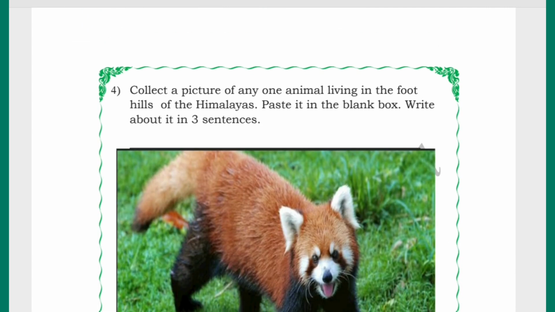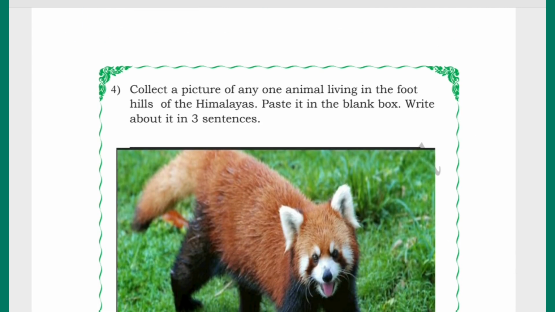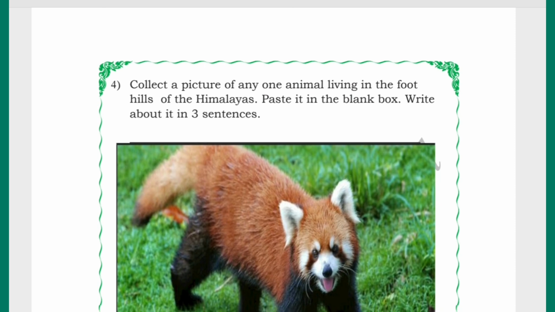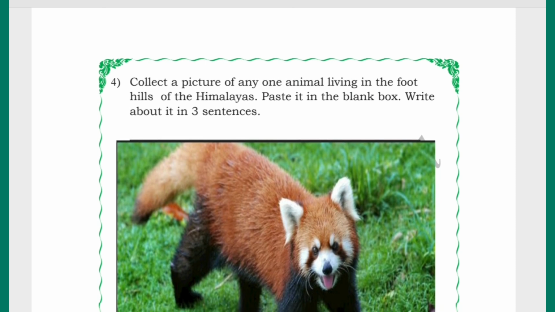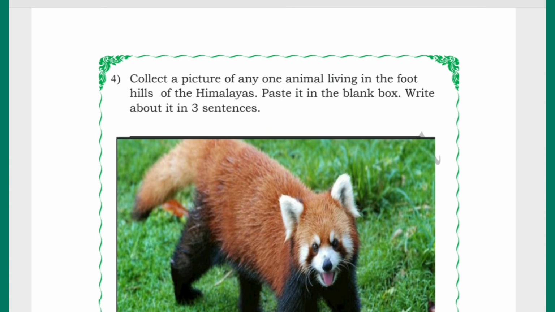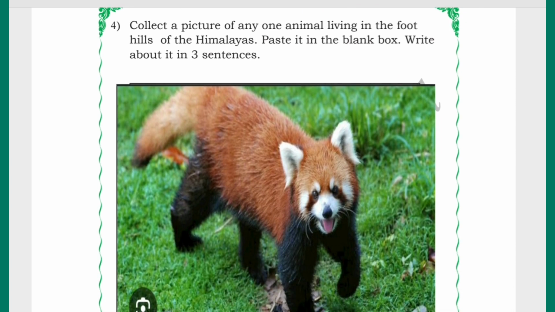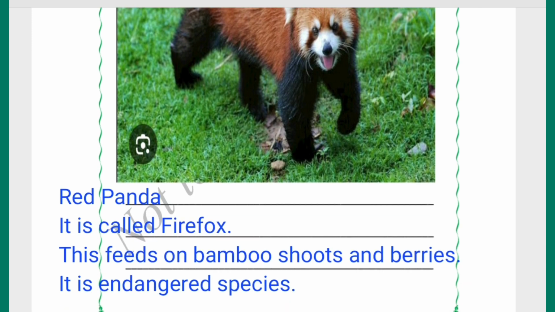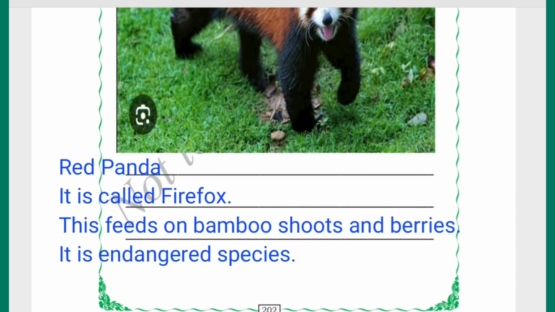That is, collect a picture of any animal living in the foothills of Himalaya. Paste it in the blank box. Write about it in 3 sentences. So here I have pasted this photo, that is the photo of red panda. It is also called fire fox. This feeds on bamboo shoots and berries. It is an endangered species, so we have to protect it.